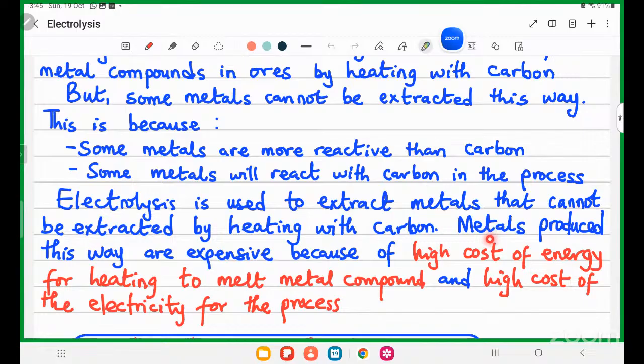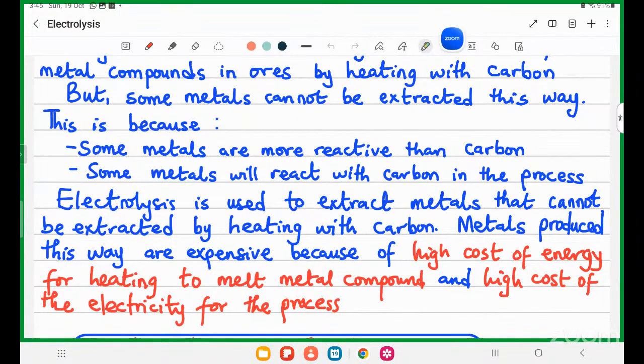Metals produced this way are expensive, because of the high cost of energy for heating. You will need to heat the ore where the metal you want to extract is combined. When you heat it, you can then carry out the process of electrolysis.